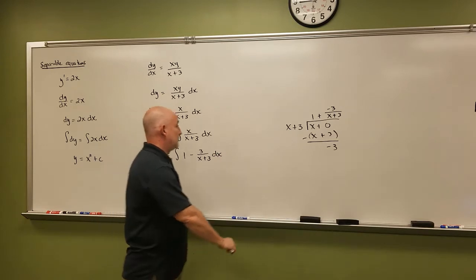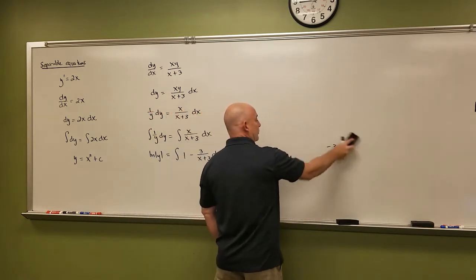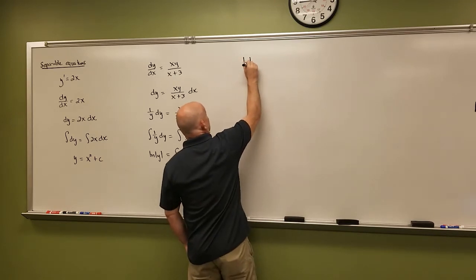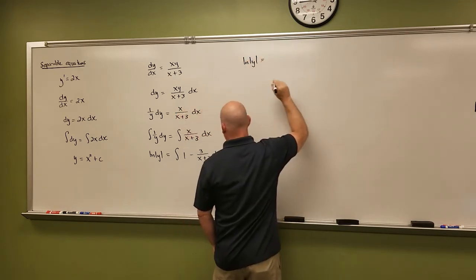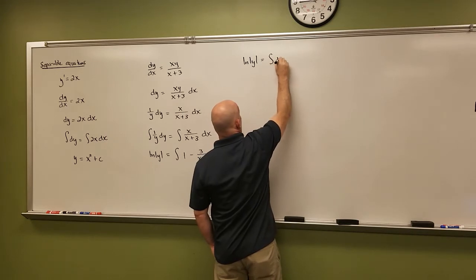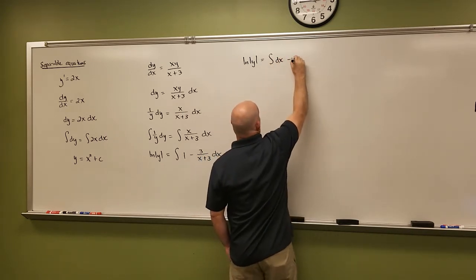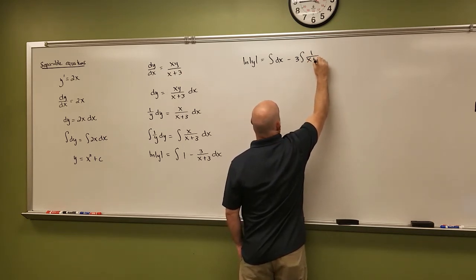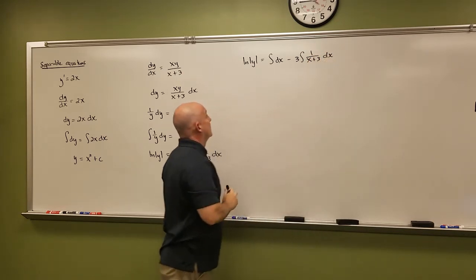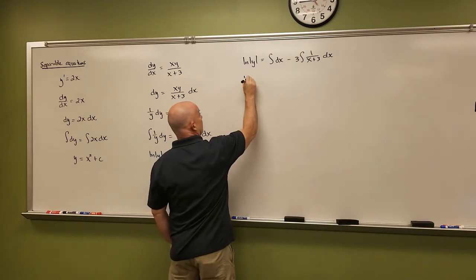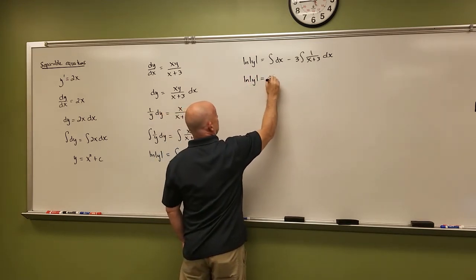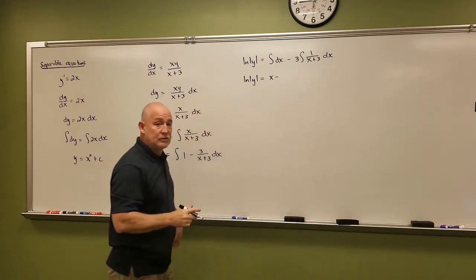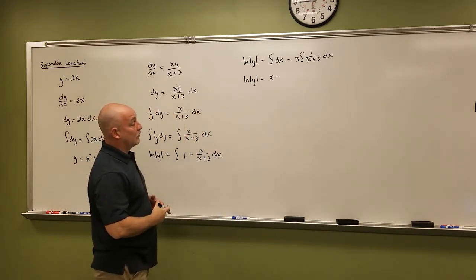All right, let's go ahead and bring this up over here. So we get the natural log of the absolute value of y is equal to the integral of 1 dx minus 3 times the integral of 1 over x plus 3 dx. All right, again, both of those integrals now should be pretty easy for you to do. That's just x minus. Now, to actually do this integral here, I'm going to skip some steps because hopefully we're getting better at integration by now.